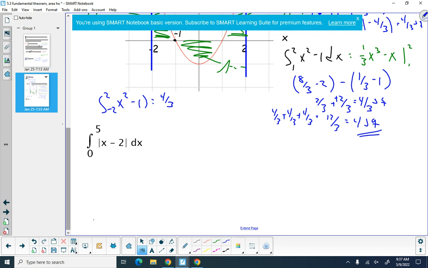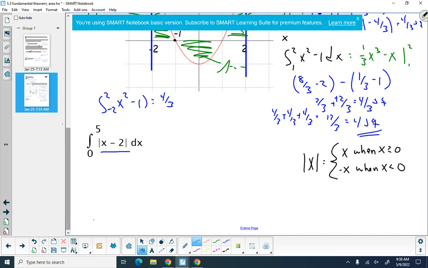The other type of problem you're going to run into is the idea of an absolute value and the antiderivative. To be able to evaluate this, we have an absolute value there. We have to go back to our basic definition. Absolute value of x is equal to x when x is greater than or equal to 0. Absolute value of x is equal to the negative of x when x is less than the value of 0.